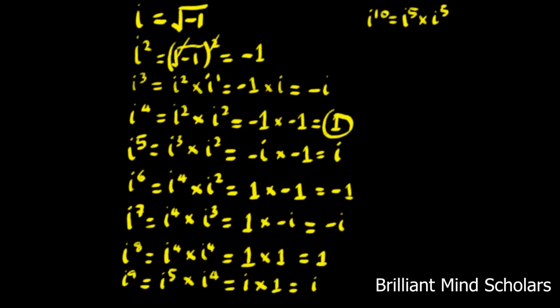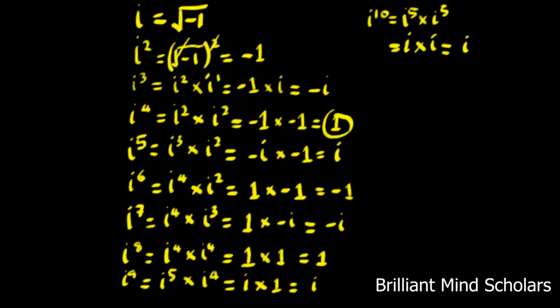We know from our previous calculations that I raised to power 5 gives us I, and I raised to power 5 would also give us I. So that would be I times I. Now, I times I would give us I squared, right? Very true, I squared. But we can simplify this further.